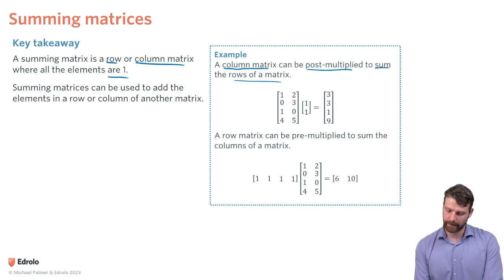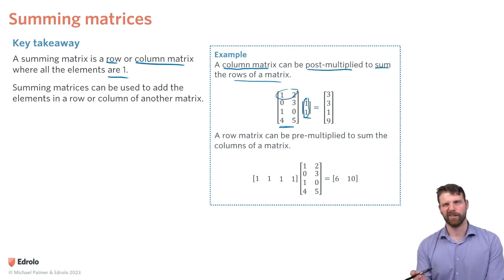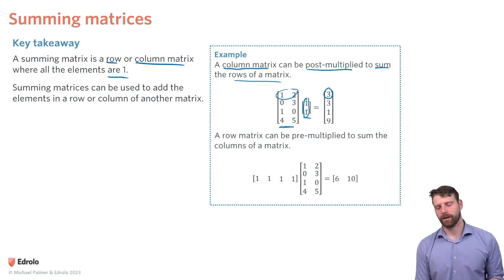So here I've got this matrix from before times the column matrix 1, 1, and that's going to add up the rows. So we can see here that 1 times 1 is 1, and 2 times 1 is 2, and we get 1 plus 2, which is 3. So you should do this by hand and verify that that's making sense to you.